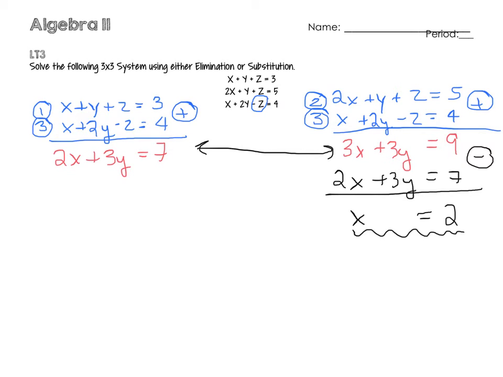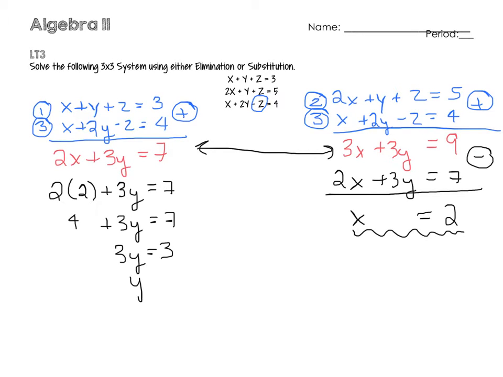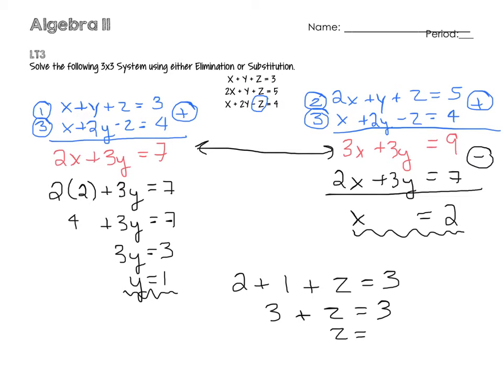Now I'm going to plug this 2 in, and let's just plug it into our smaller equation over here. 2 plus 2 plus 3y equals 7. So 2 times 2 is 4, plus 3y equals 7. Subtract 4 from both sides, so 3y equals 3. If we divide by 3, y is equal to 1. Now I have a value for x and a value for y. I'm going to plug these both into my very first equation. 2 plus 1 plus z equals 3. So 3 plus z equals 3, therefore z must equal 0.